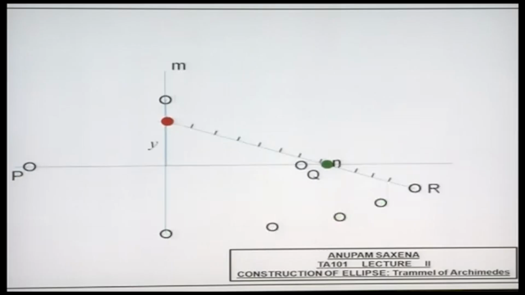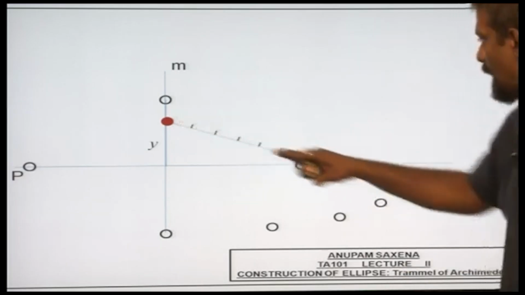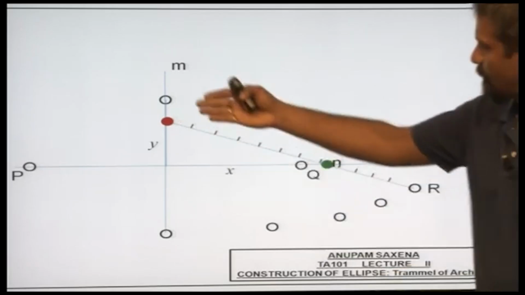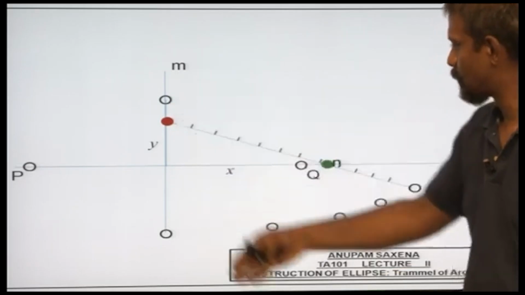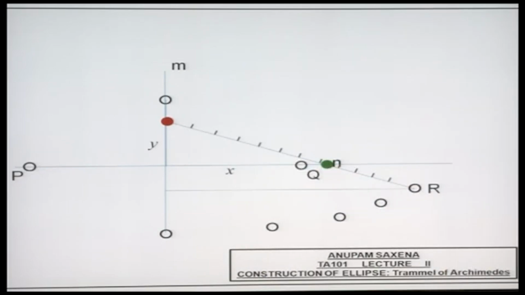Let me skip this algebra. Well, let me go back and let me try to work out the algebra for you. All right, so for any position of this line, you'll have this as distance y, you'll have this as distance x. Okay.